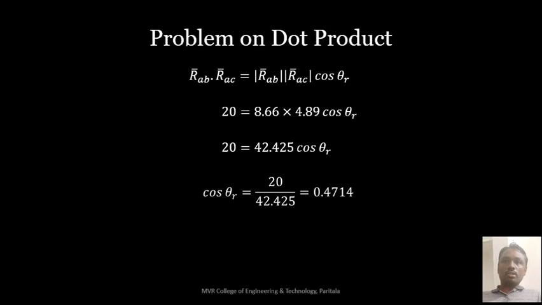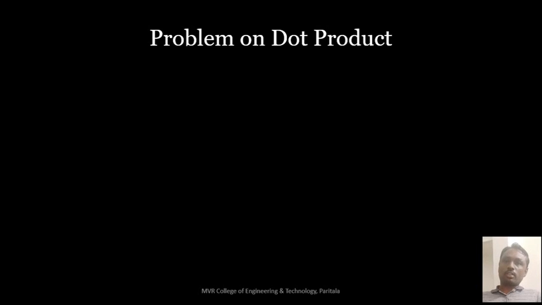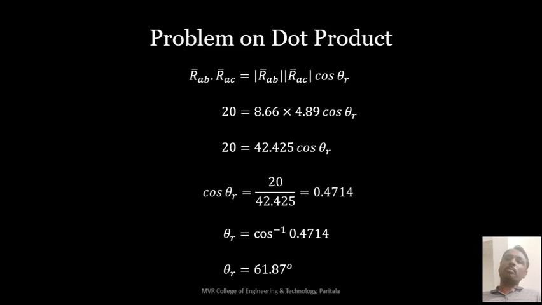That is equal to 0.4714. Now theta is equal to, cos we have to take to the right hand side, then it will become cos inverse of 0.4714. By calculating this you are able to get the angle, and this is the final angle here. The angle between RAB and RAC is 61.8. And you can make a statement here.